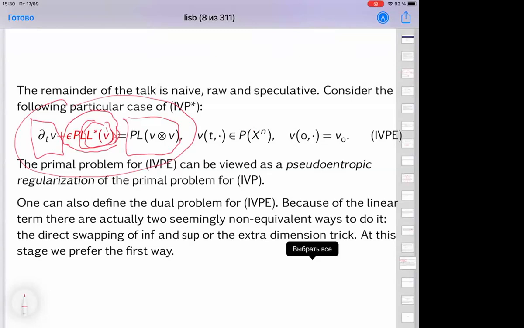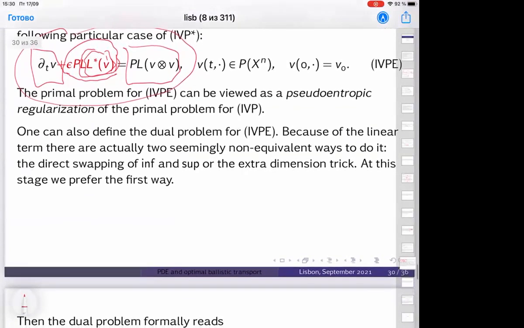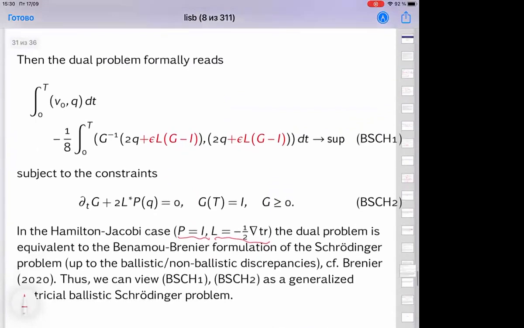Actually, here I prefer to do this direct swapping because I'm not interested now in existence or uniqueness. I'm just interested in formally deriving Schrodinger-like problems and justifying that this is indeed a Schrodinger-like problem. So for simplicity, I do this direct swapping. Of course, I don't present the calculations because this is really messy. But what you get at the end is this kind of problem, which has this structure. This is the ballistic thing, which you can forget. But this is G minus one, like in optimal transport. This is the momentum, right? And this is a kind of regularization.